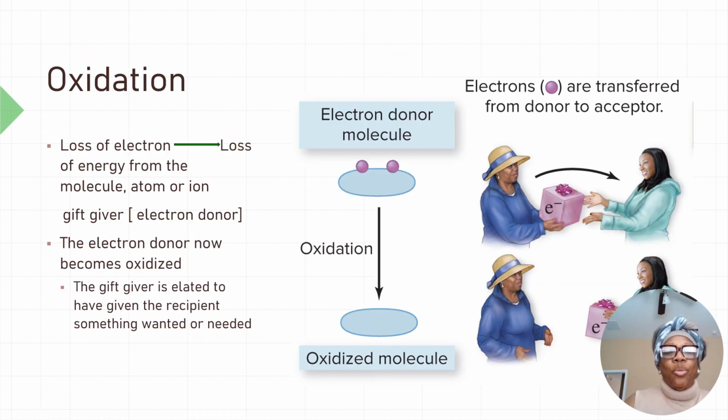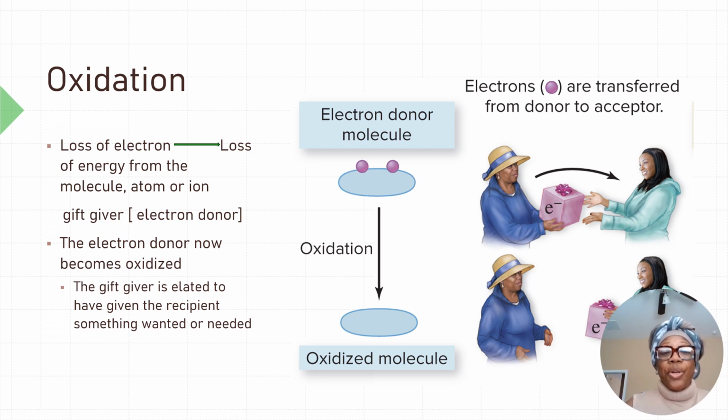So to drive the point home of the whole redox process, let's use a different example. Let's look at it in the form of, say, gift giving. If you give someone a gift, in this case the electron donor will be the gift giver. So that gift giver is now losing the gift, giving up the gift, or donating it to someone else. When the donor gives up the gift, which in this case is the electron, you have a loss of an electron, therefore a loss of energy from the molecule, atom, or ion.